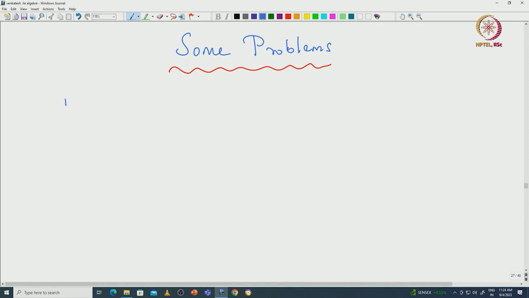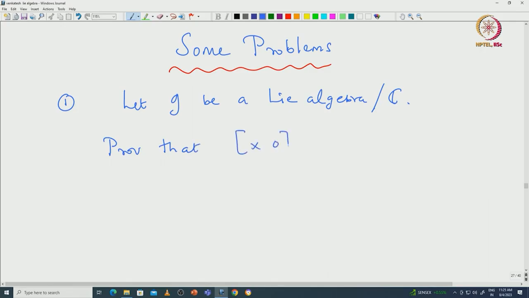The very first problem is very simple. It is again about a property of this Lie bracket. Let G be a Lie algebra over complex numbers. Then prove that the bracket [x, 0] and [0, x] should be 0 for all x in G. I will do the first bracket and leave the second bracket as an exercise.